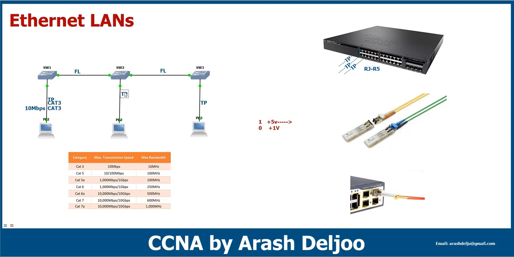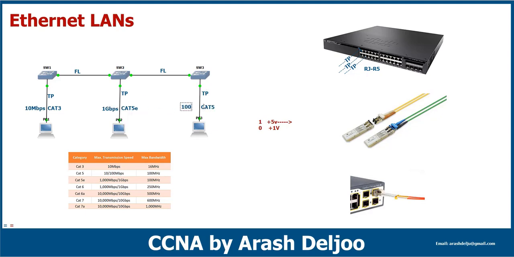Also here we have another twisted pair, as you can see, between switch 2 and PC2. We can use, for example, Cat5e. This is the Cat5e cable between PC2 and switch 2. You know that Cat5e supports up to 1 gigabit per second. Let me write here 1 gigabit per second. And after that, for example, between PC3 and switch 3, we can use a Cat5 cable. Cat5 supports up to 100 megabit per second. Okay, this is the 100 megabit per second.